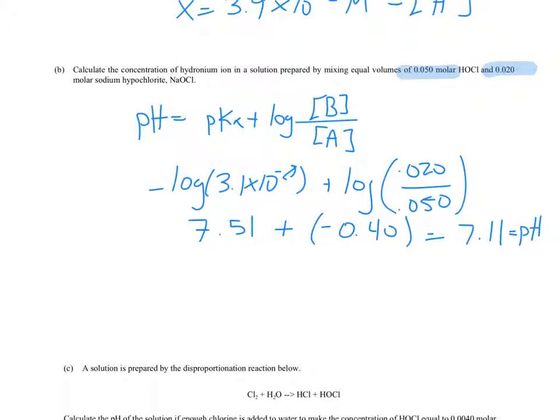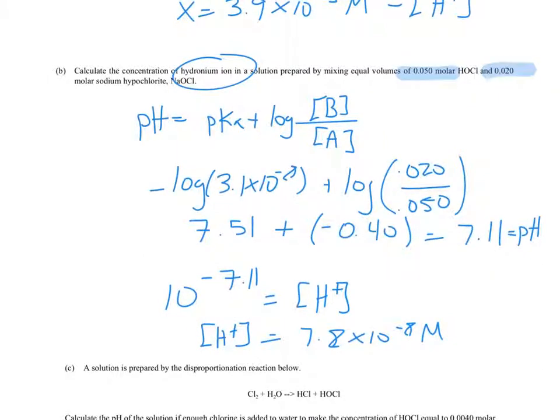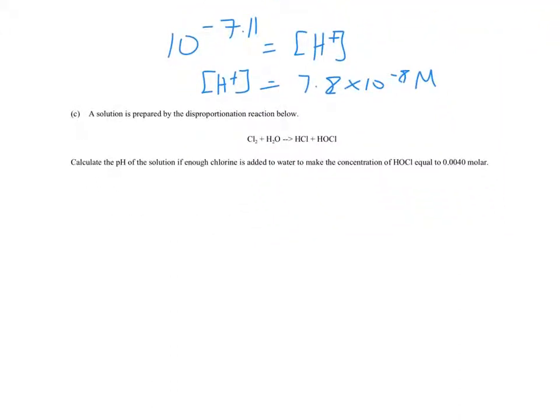7.11. But I need to calculate the hydronium ion concentration, so I'll just do 10 to the negative 7.11 power to get the H plus concentration. And that equals 7.8 times 10 to the negative 8th molar. That's the hydronium or H plus concentration. So finally, let's move on to letter C.